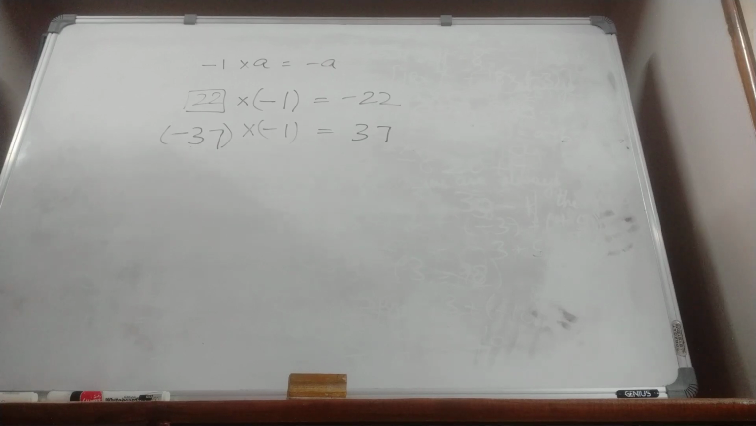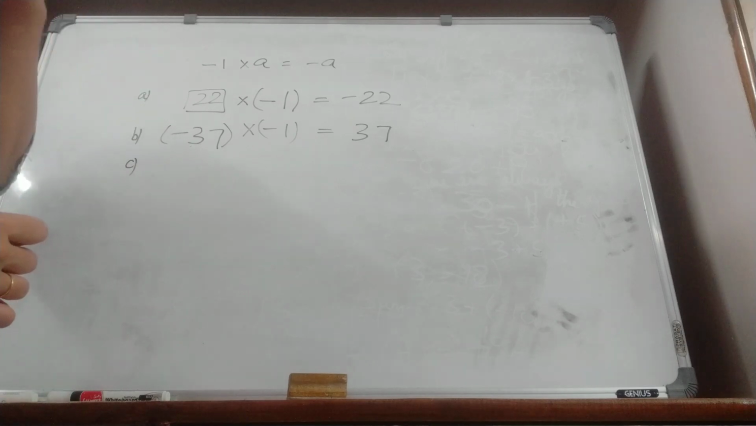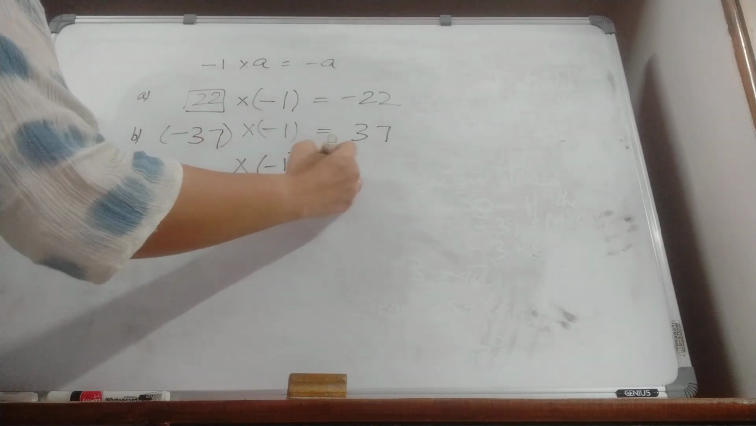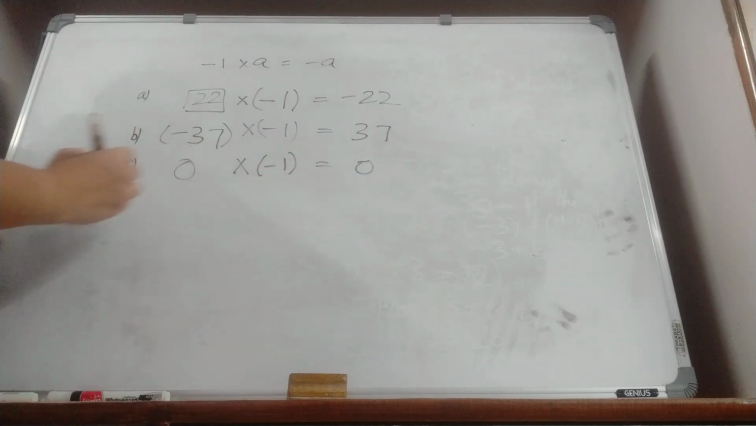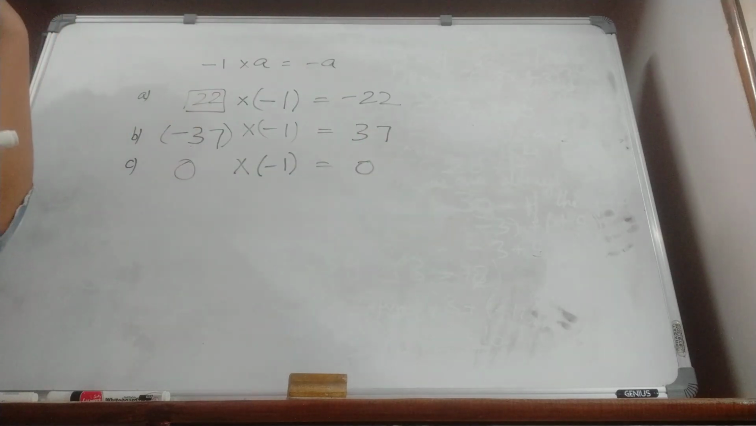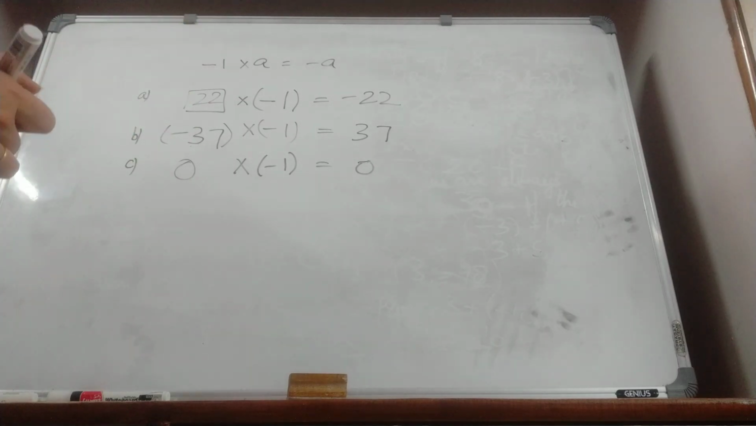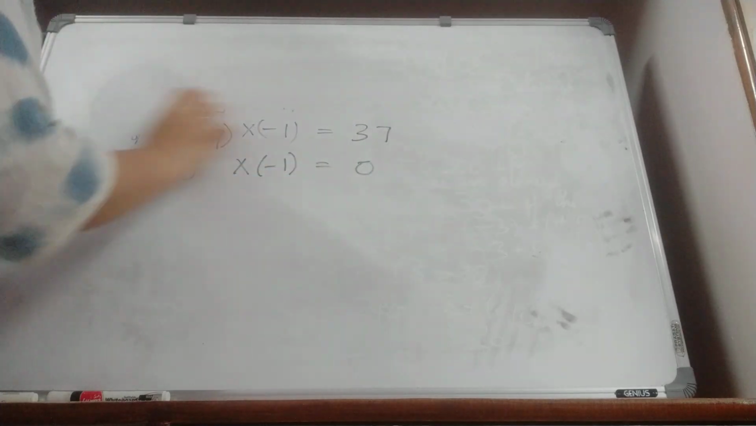Okay, third part, C part is, this is A, this is B, and the C is, what is that integer which, when you multiply with minus 1, will give you 0? It has to be 0. 0 is neither positive nor negative, so anything into 0 is 0. So that is 0. Now we come to the most important question, which is question number 5. Question 5, you have to solve using suitable properties.